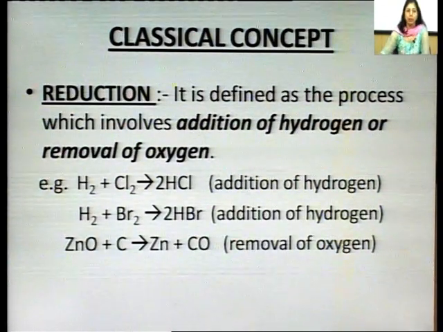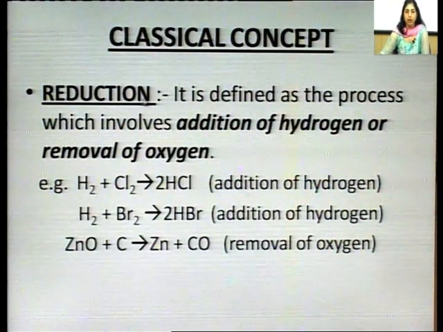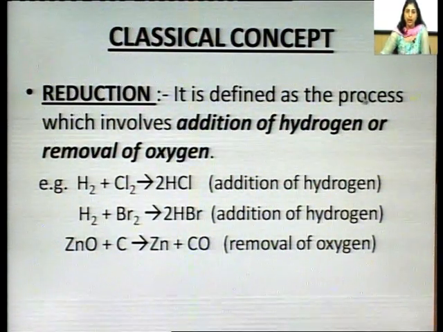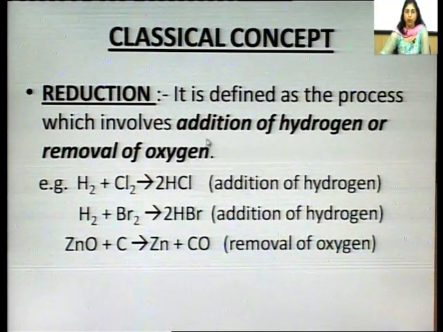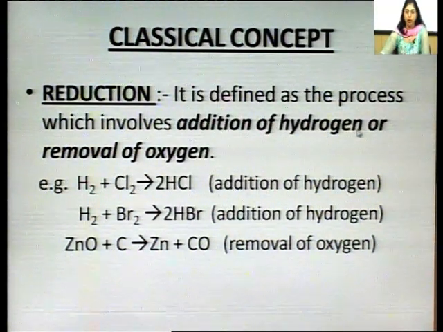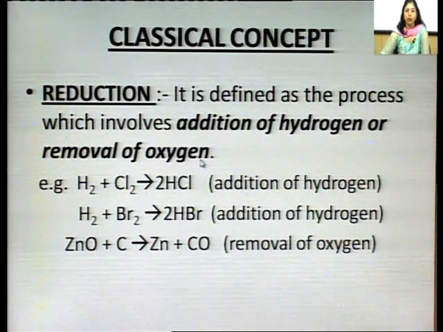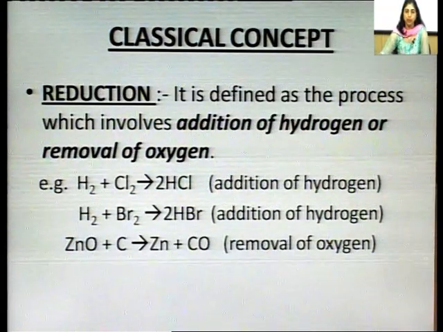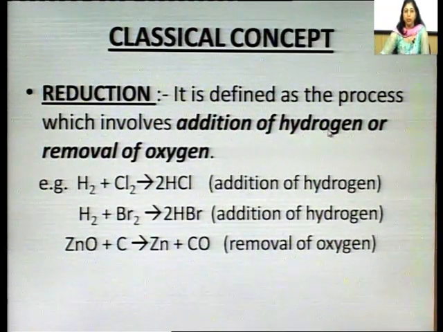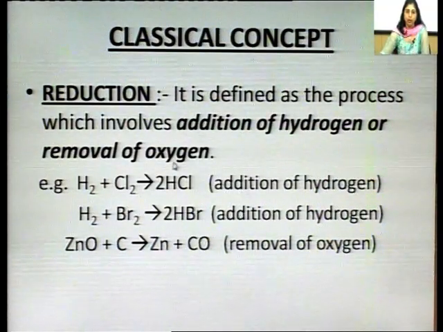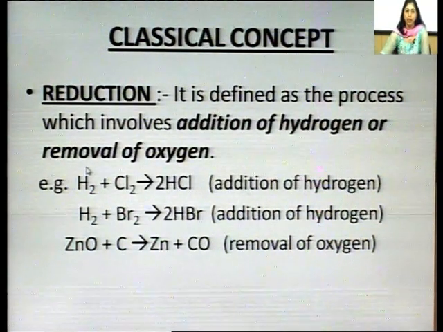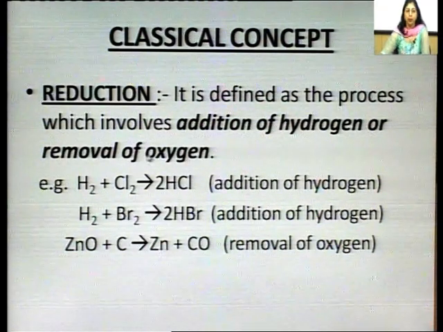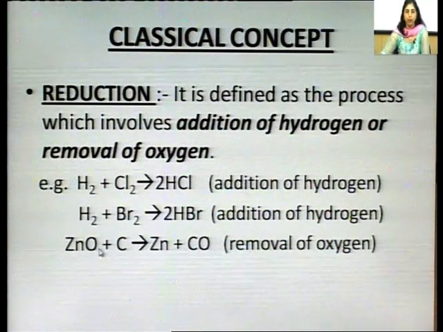Next is the process of reduction according to classical concept. It is defined as the process which involves addition of hydrogen or removal of oxygen. That means it is just reverse of oxidation. Here what happens? Hydrogen is being added or oxygen is removed from any substance. Again, we can explain the process of reduction by taking few examples.